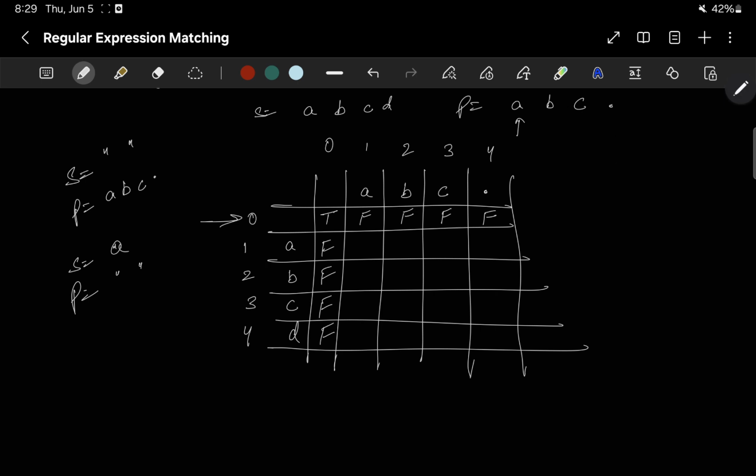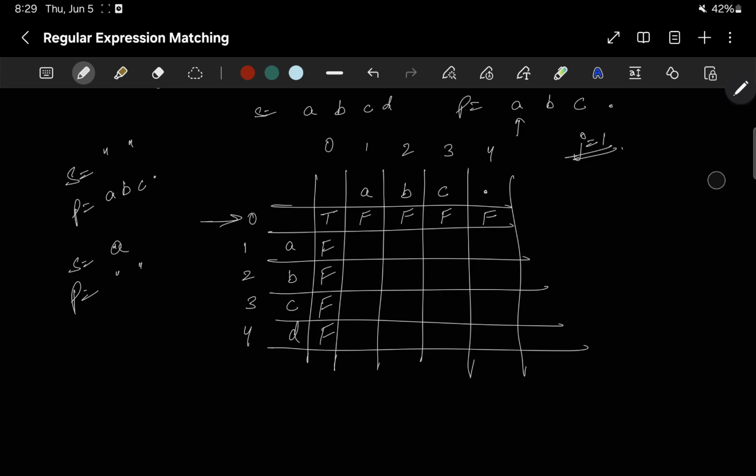I would suggest you try solving this problem on your own. You will understand the index placements. But if you cannot solve it, I will put the solution link in the description of the video. That's fine. Just try to understand it for now. So here J is 1, right? What we want to find out is if P of J minus 1 is a star or not. In this case, we know that it is not a star.